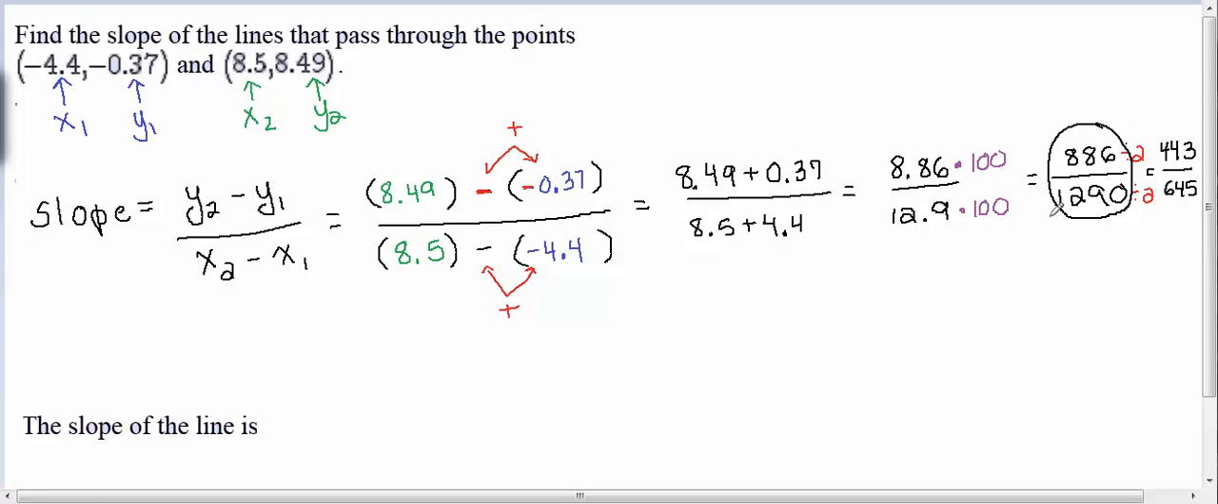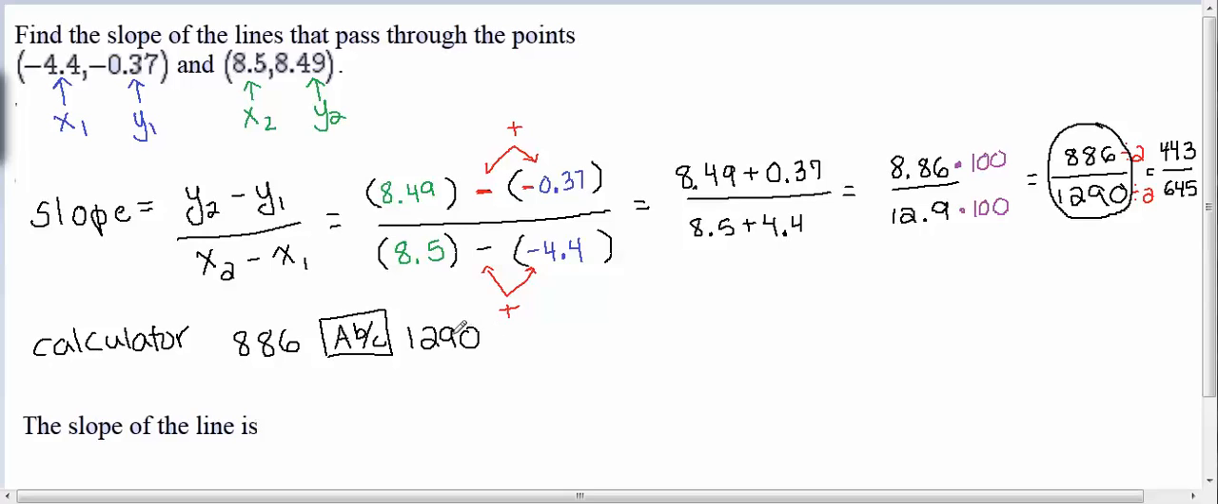But then I could take this version of the fraction, 886 over 1290, and enter it in the calculator this way. I'm going to first type in the numerator, 886. Then I'm going to hit the key I call the ABC key. It looks like this, ABC. That lets the calculator know that the number you just entered is the numerator. Then I hit the ABC key again, and then I enter my denominator, 1290.